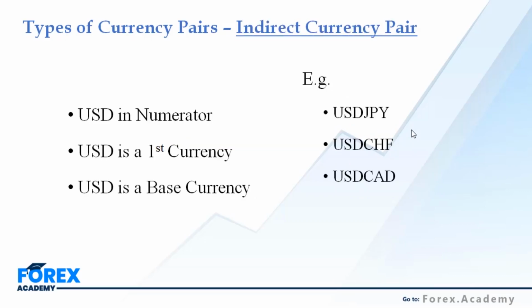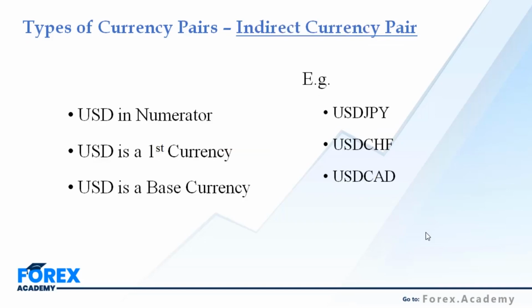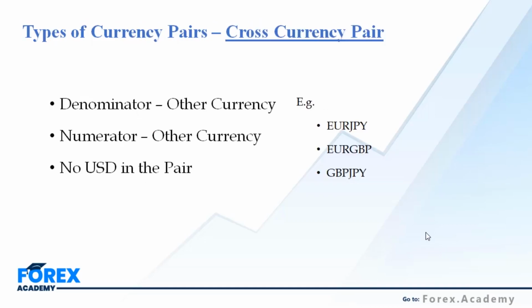In case of an indirect currency pair, dollar is in the numerator, it's a first currency or a base currency, just like USD JPY, USD CHF, or USD Canadian dollar. So you can see the difference here. Euro was on the top and the USD was on the right hand side, which was the second currency. However, in case of an indirect currency pair, that is USD on the top and JPY second. However, in the cross currency pair, we do not have a dollar in it.